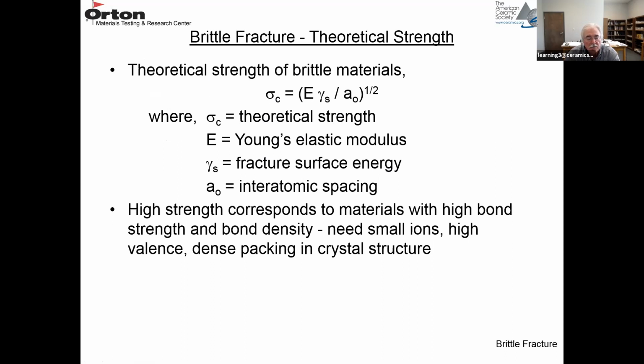When you create a fracture surface, you have excess energy relative to the bulk of the material. So that's the fracture surface energy. And a_0 is the interatomic spacing. So the theoretical strength just equals the elastic modulus times the fracture surface energy divided by the interatomic spacing, and that's to the 1/2 power. So it's the square root of this term.